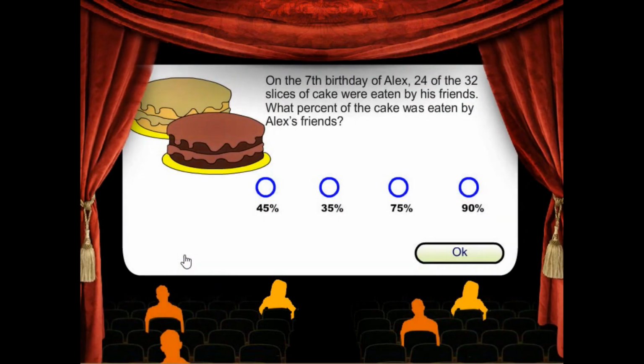On the 7th birthday of Alex, 24 of the 32 slices of cake were eaten by his friends. What percent of the cake was eaten by Alex's friends?